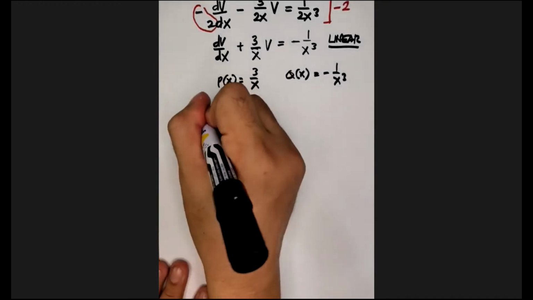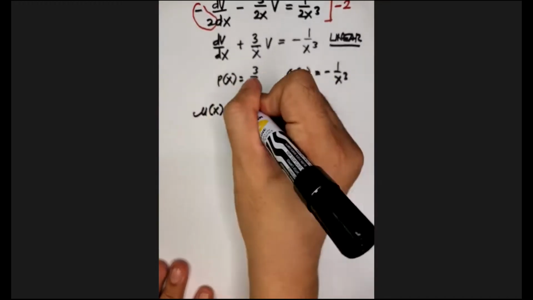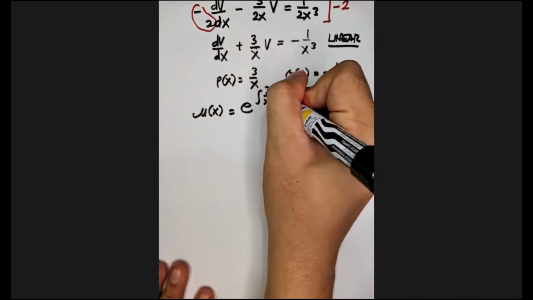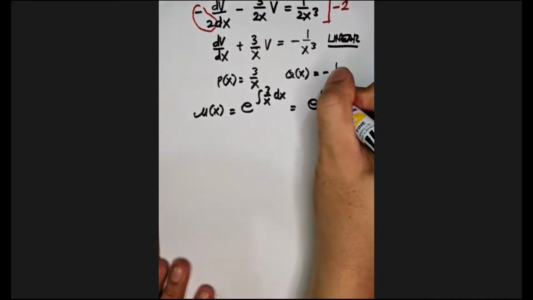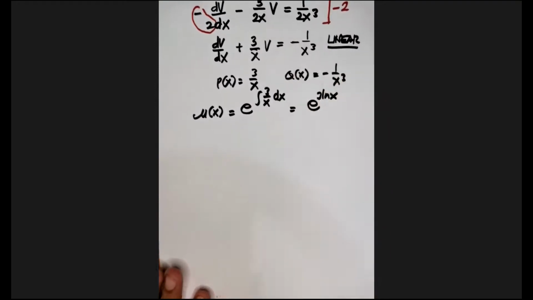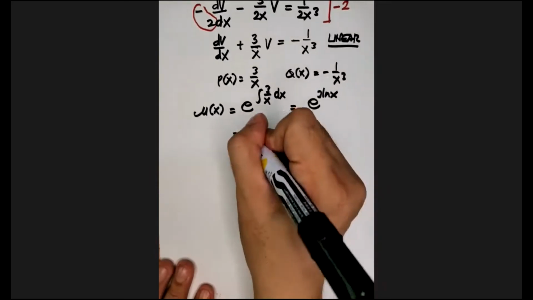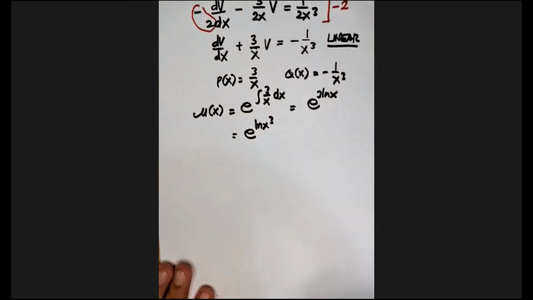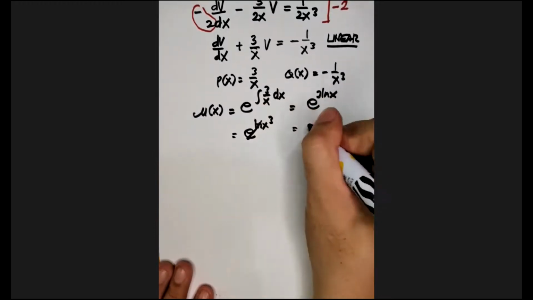So let's compute for our integrating factor, which is e raised to the integral of p of x, that is 3 over x dx. And that's equal to e raised to 3 ln of x. Hindi naman negative, no? Okay. So therefore, by properties of logarithm, so that is ln of x cubed. And we can cancel that. So the answer is x cubed.